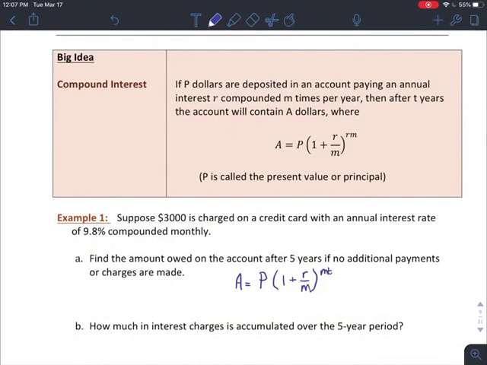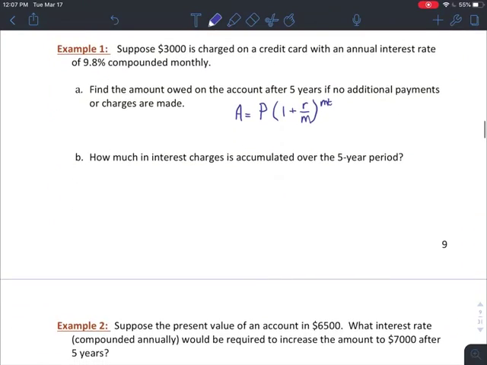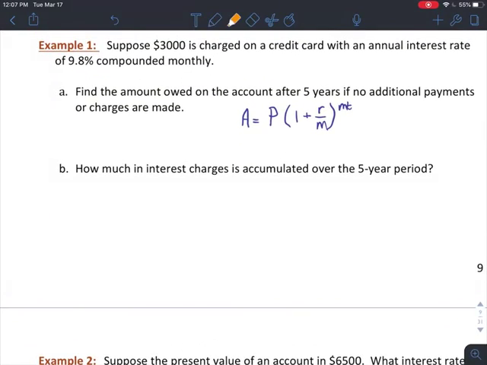We're talking compound interest today, which you've done before. So, quick little reminder, basically just plug things in, but your time needs to be in years when you do so. Say you owe $3,000. That is your initial amount, P, in your formula. R is, in this situation, 9.8% or 0.098.